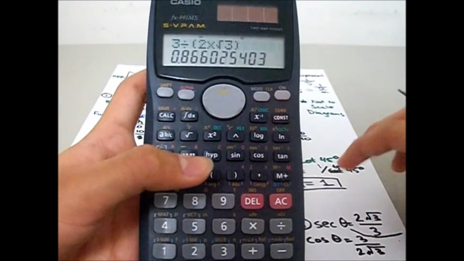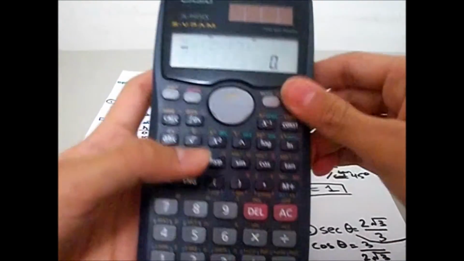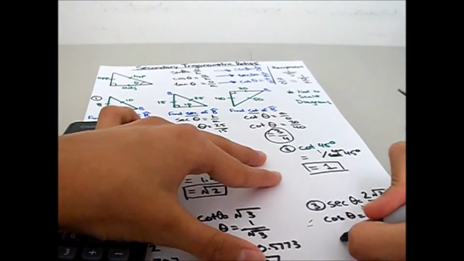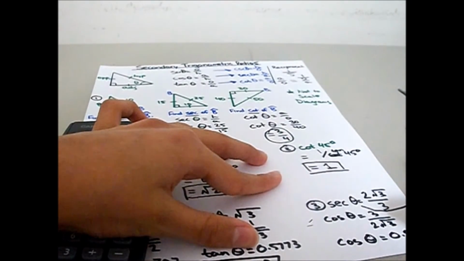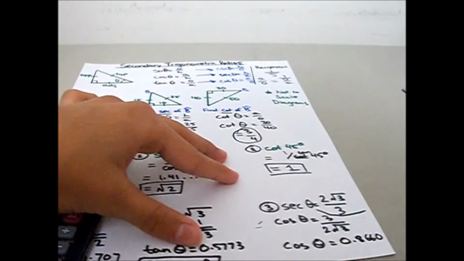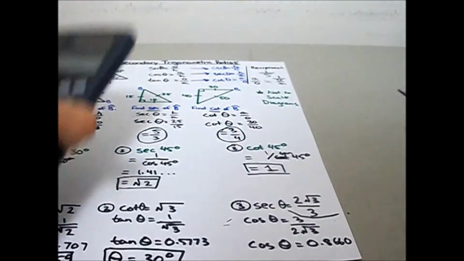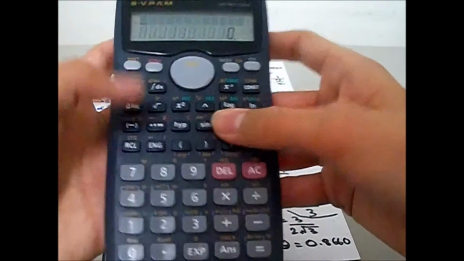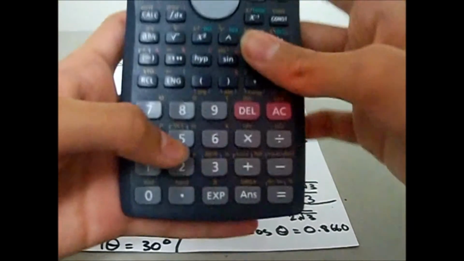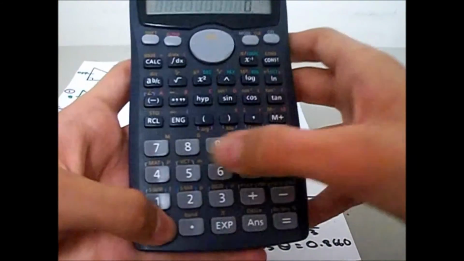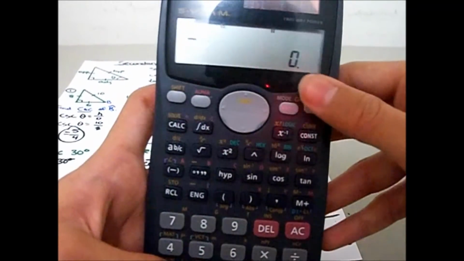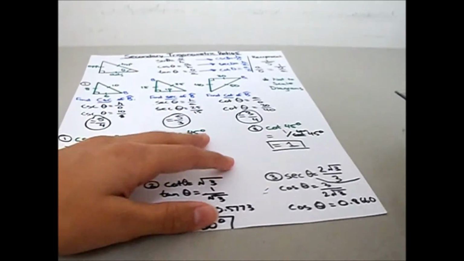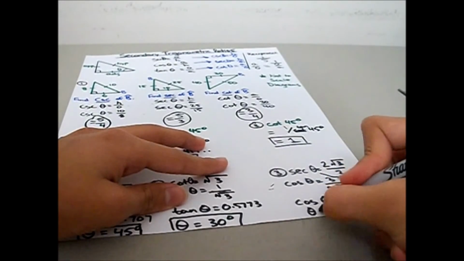Memorize the number 0.8660. So cos of angle is 0.8660. Do its inverse. Cos to the power of -1, 0.8660, and we get 30 degrees again. So angle is 30 degrees.